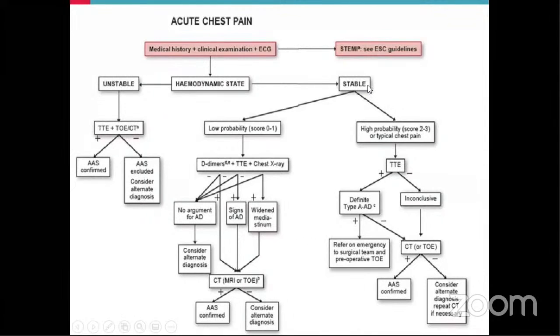If the pretest probability is actually high, then you perform an imaging procedure directly and you do not perform a D-dimer in this situation.